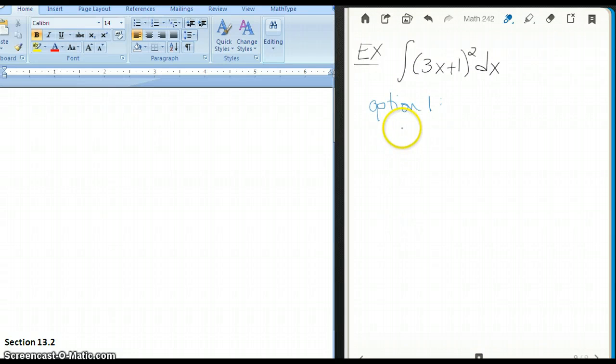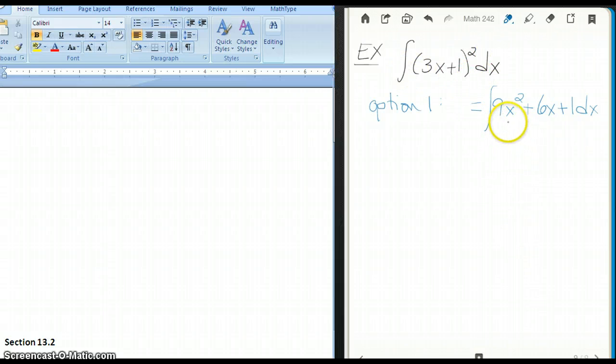Because I could rewrite this as the integral of, let's see what happens when I square this binomial. I would get 9x squared, that's from the first term, 3x times 3x, plus outside is 3x and inside is 3x, so that's plus 6x, plus the last term would be 1, because 1 times 1 is 1. Again, that's the result of squaring out that 3x plus 1.